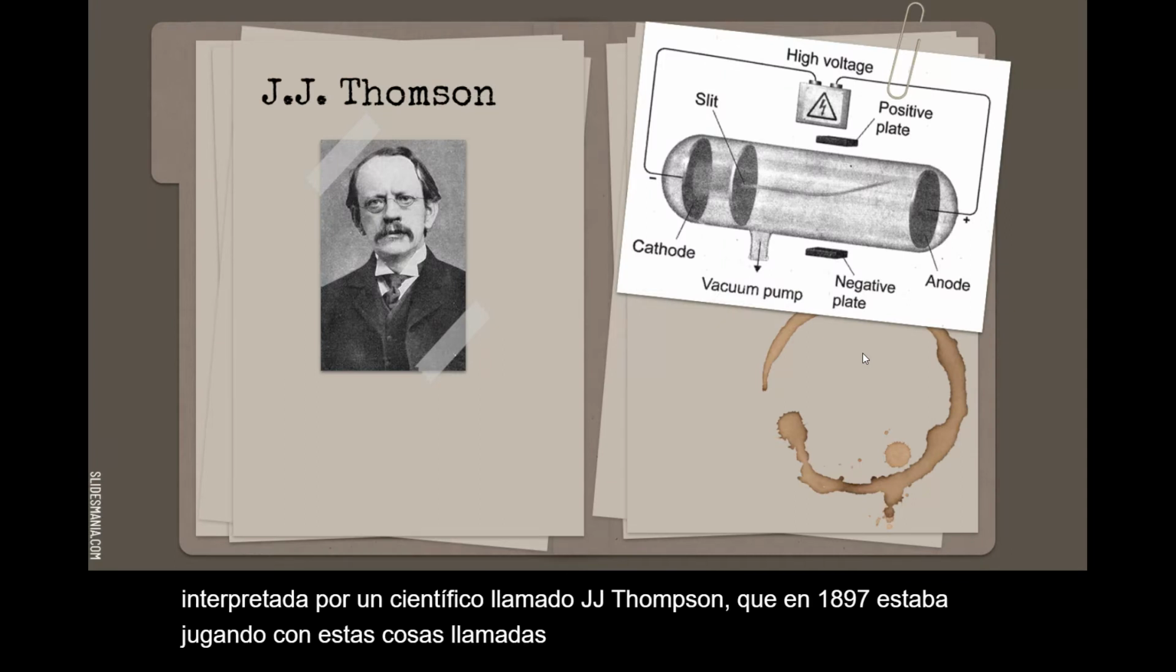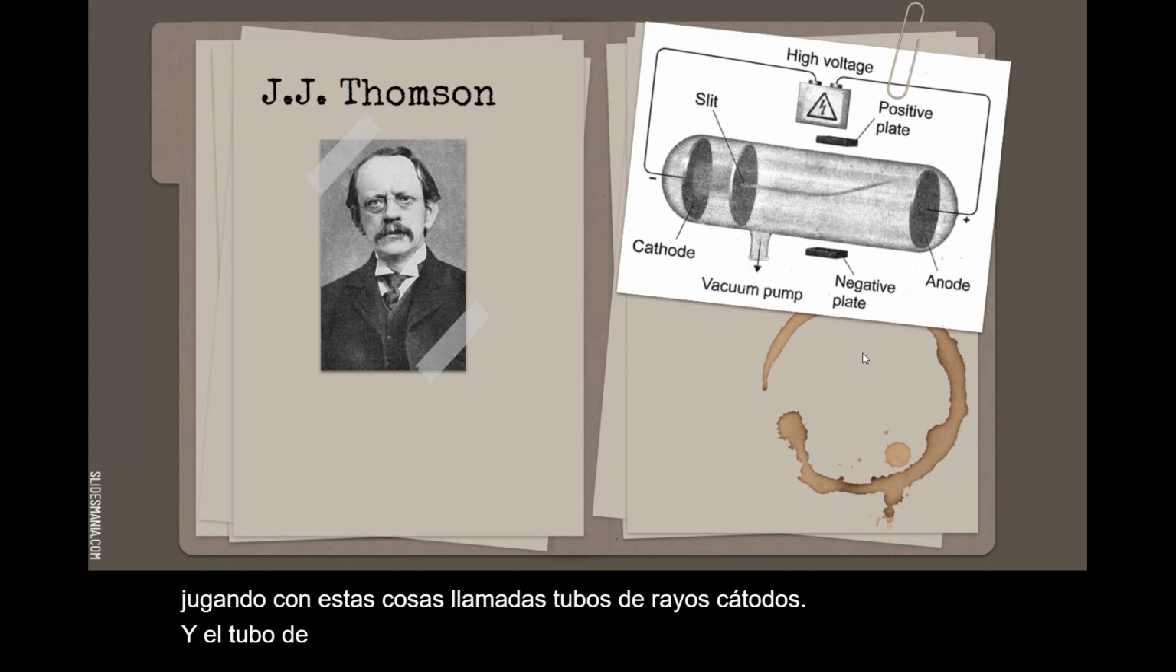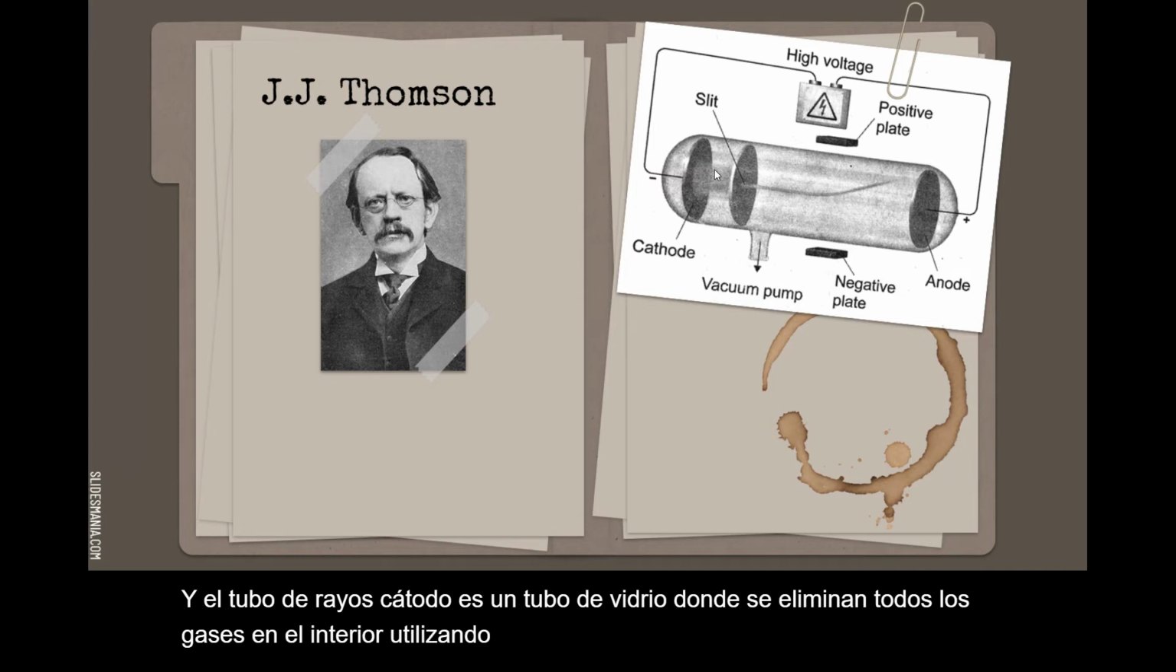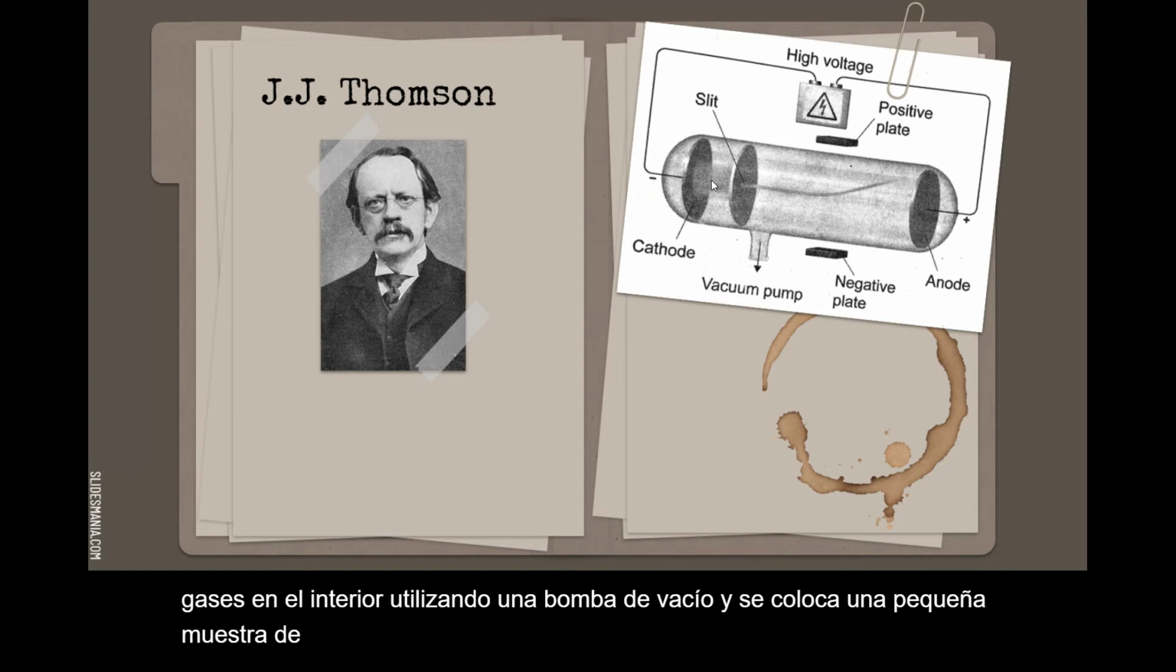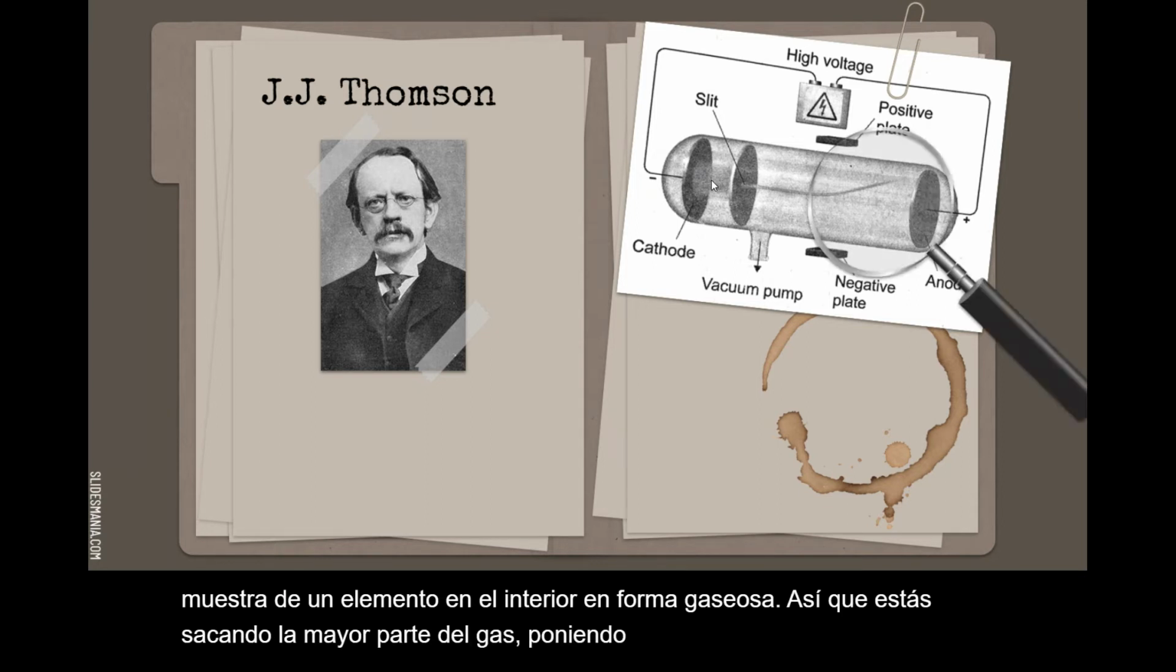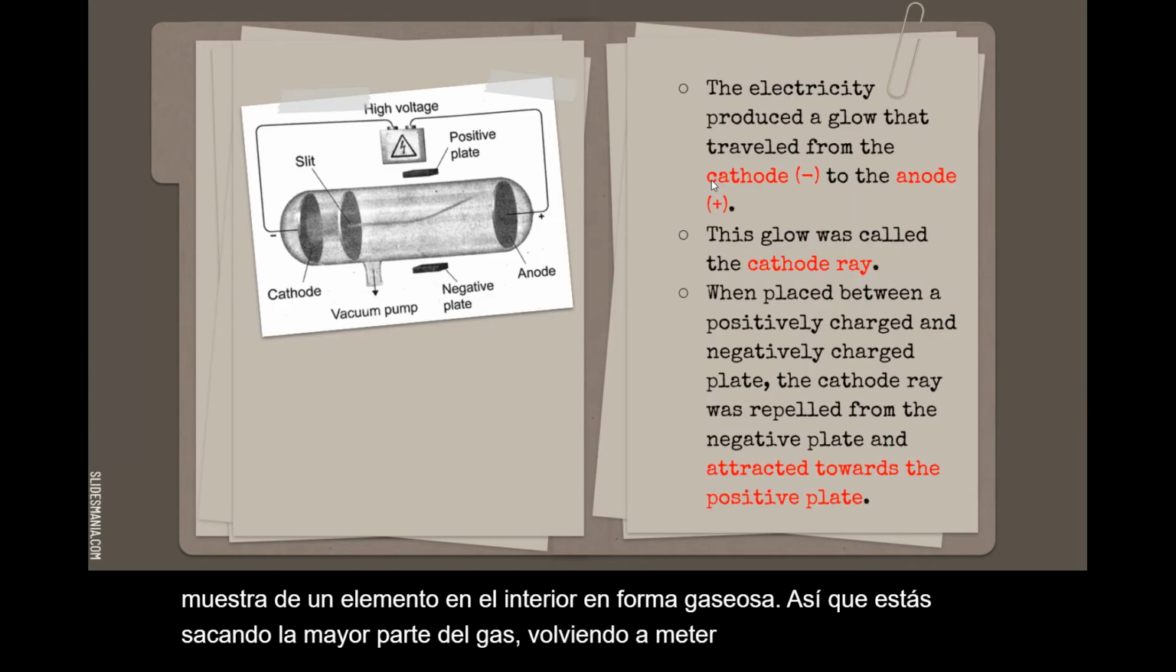And a cathode ray tube is a glass tube where you remove all of the gases inside using a vacuum pump, and you put a small sample of an element inside in gaseous form. So you're taking most of the gas out, putting a little bit back in. And he was noticing some odd behaviors.